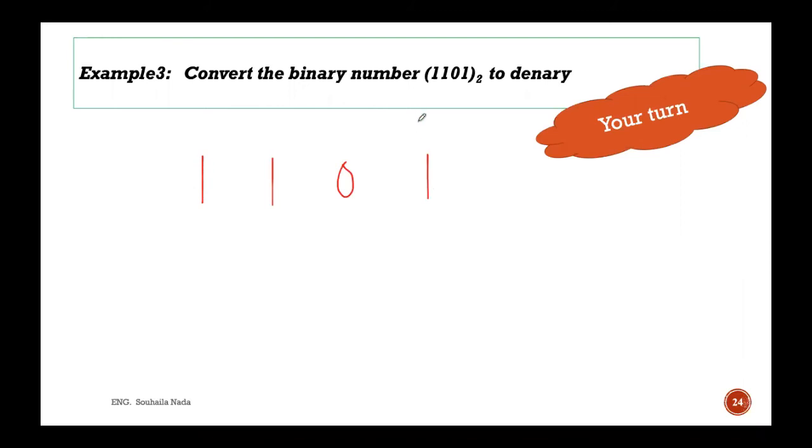1011. What is the position? Quickly, 0, 1, 2, 3 position. The 0 will be cancelled. We have here what? The value multiplied by the position, 2 to the power 0. Here, what do we have? 2 to the power 2. And here, 2 to the power 3.